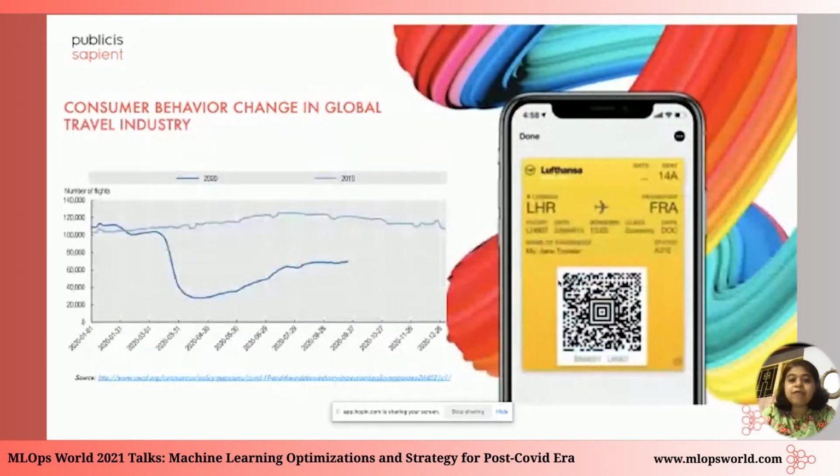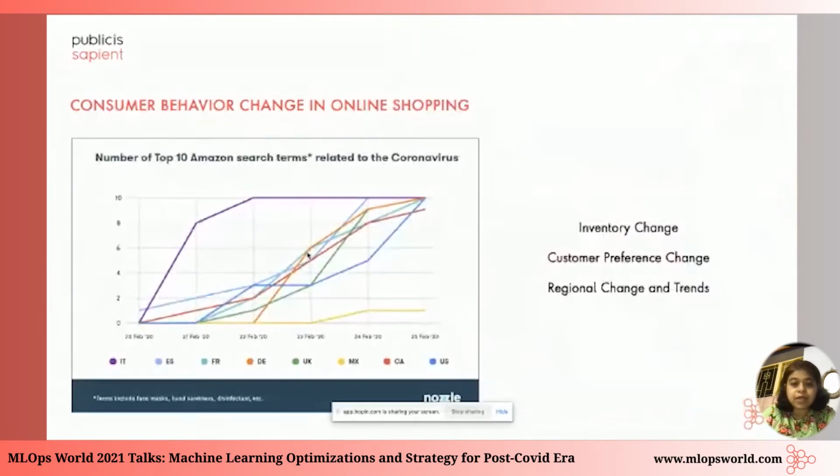And this behavior, compared to retail, we see a drastic change in the travel industry, where compared to 2019, 2020 sees a significant dip in the number of international passengers as well as flights. Why? Because people are not going out. There has been an entire stoppage on international flights. There were very few flights flying around.